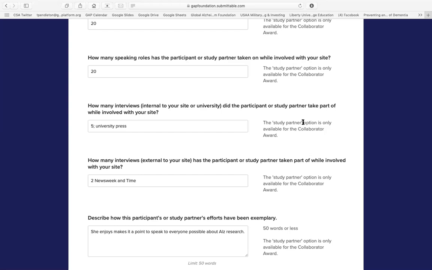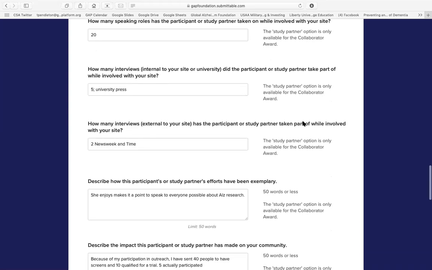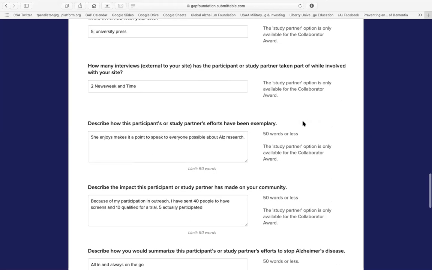So we'd like to know how many of those that they've done. We have the question of how many interviews on an internal basis have they done, maybe for your newsletter, or if you're a university, for the university paper. And then the next one is external interviews. I wrote down that I'd done one for Newsweek and one for Time. This also could be radio interviews, television interviews, anything that they've done to spread the involvement that they have with Alzheimer's clinical research, anything that can highlight the work that we are all doing.